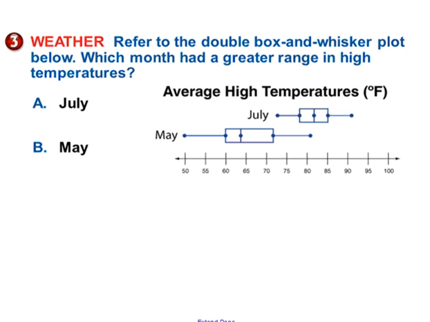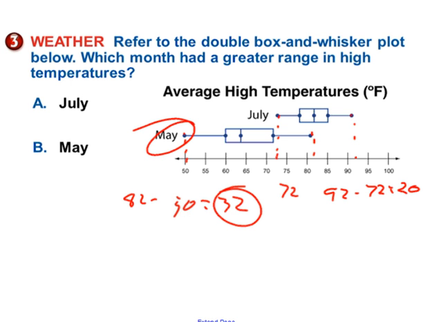Refer to the double box and whisker plot below. Which month had the greater range in high temperatures? Well, if I look at July here, July went from probably, I'll call that 72, to about, say, 92. So 92 minus 72 is equal to a 20-degree spread. May went from about 50 up to a high of, say, 82. So 82 minus 50 gave me a spread of 32. So May has the greater range in high temperatures. So May had greater fluctuations than July.